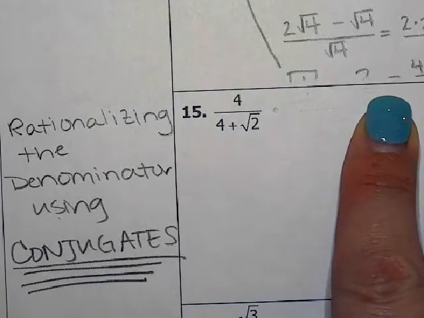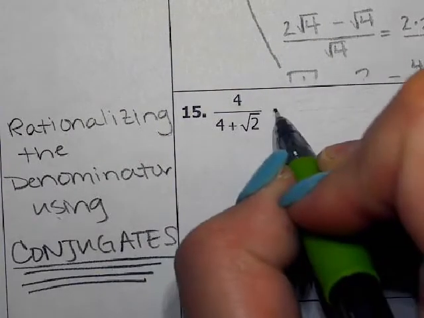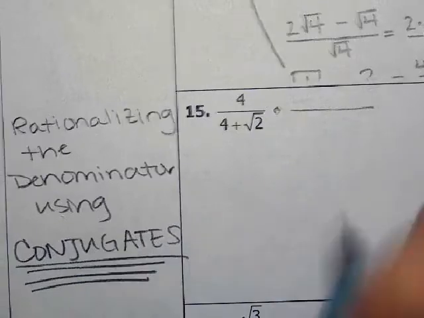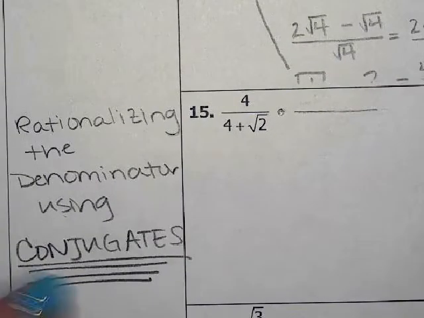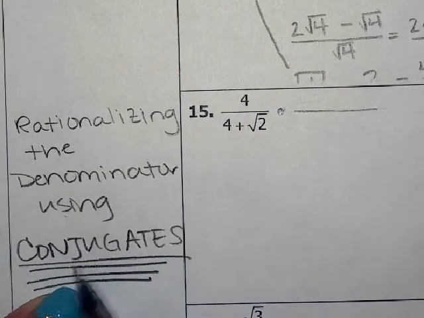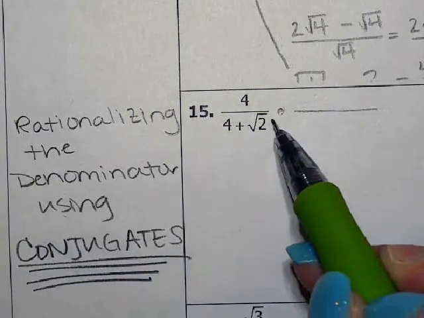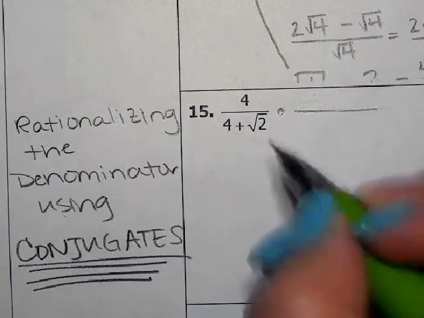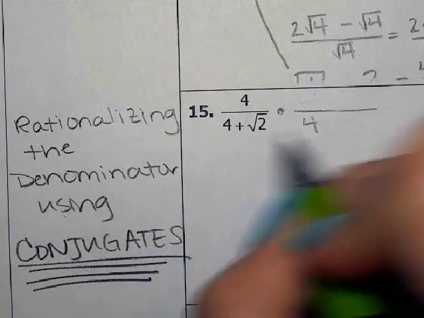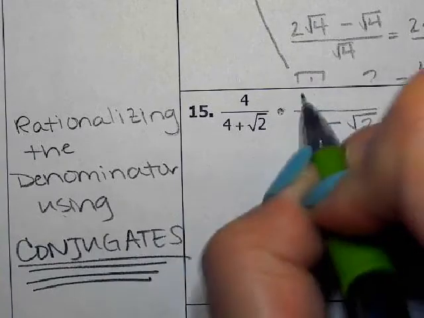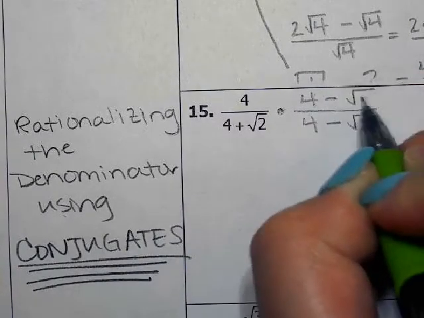Alright, so the process is basically the same. We're still going to be multiplying by 1. But the 1 that we are multiplying by is a little bit different, and it's called the conjugate. We are not just multiplying by the radical on the bottom. We are multiplying by the bottom, but with the opposite sign in the middle. That's what the conjugate is.